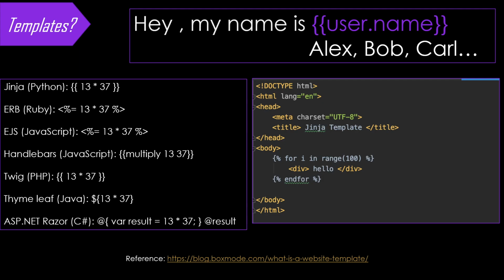Different programming languages use different templating engines. For example, if you're working with Python, you might use Jinja, which uses double curly braces to insert variables or expressions that get replaced with actual values when the template is rendered. In Ruby, you'd use ERB, which has a similar concept but with different syntax, using angle brackets and percent signs with Ruby within tags. JavaScript has several options like EJS and Handlebars, each with its own syntax but the same core concept. Twig for PHP, Thymeleaf for Java, and ASP.NET Razor for C# are all templating engines that allow developers to build dynamic content on web pages efficiently.